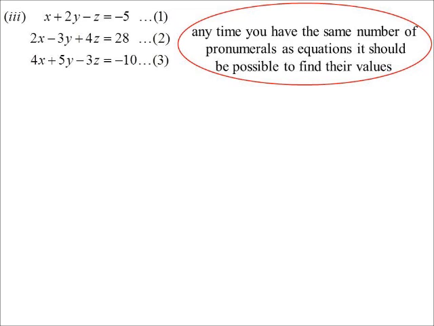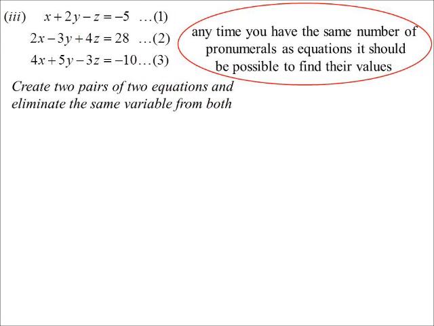Well, there's no reason why we have to stop at 2. Any time you've got the same number of pronumerals or unknowns as you do equations, it's theoretically possible to find those pronumerals, so long as one of those equations is not a multiple of one of the other ones. If you have 3 different ones, it should be possible. Going to use the elimination idea. So I'm now going to create 2 pairs of 2 equations, but I'm going to eliminate the same variable from both. So here's what I do.